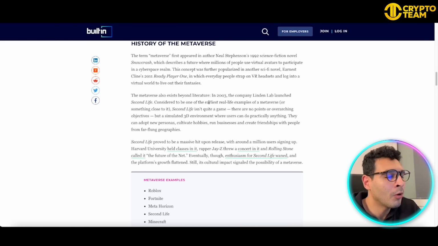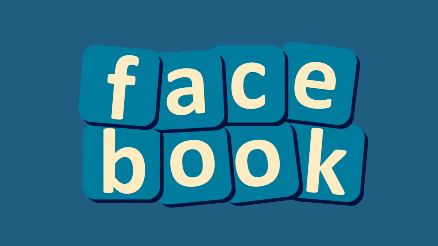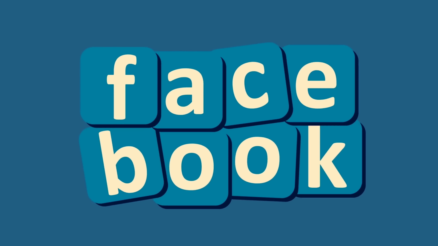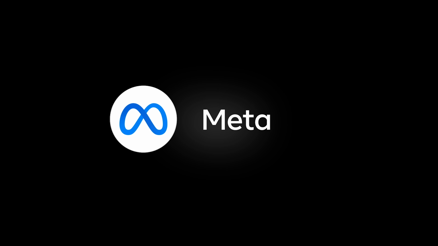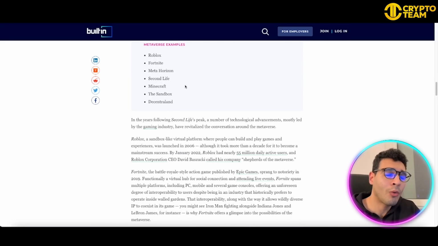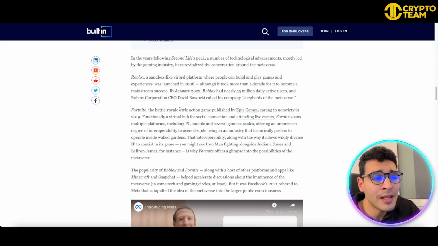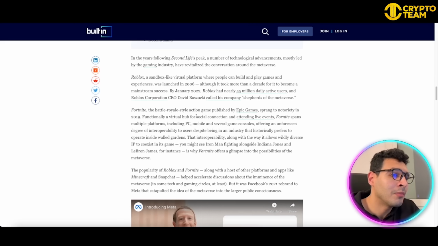Of course, ever since, it's been getting developed more and more, and the Metaverse also exists beyond literature. Actually, nowadays things are growing so much that the Metaverse started picking up so big, in the last 3-4 years or so, that even a giant like Facebook started using the Metaverse as a tool and even changed the name of Facebook to Meta. So this will give you a good indication of how things are moving, how the trajectory is spiking towards the upside. Of course, in the years that followed, the number of technological advancements also increased in the gaming industry, and many games nowadays rely on the Metaverse layer.